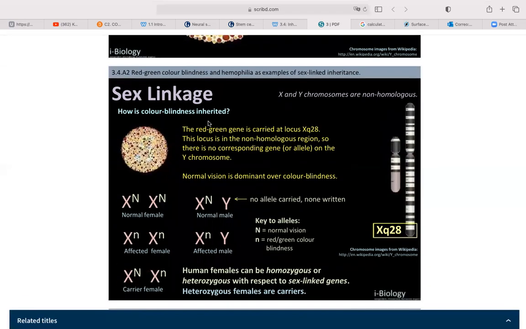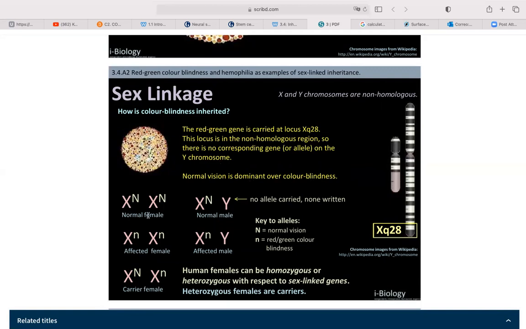So how is color blindness inherited? The red-green gene is carried at a locus. This is the position. Remember, locus is the name of the position. In this case, this is the position of the gene that was affected. This locus is in the non-homologous region, as you can see, because we don't have the corresponding region on the Y chromosome. So there is no corresponding gene or allele on the Y chromosome. Normal vision is dominant over color blindness, okay?